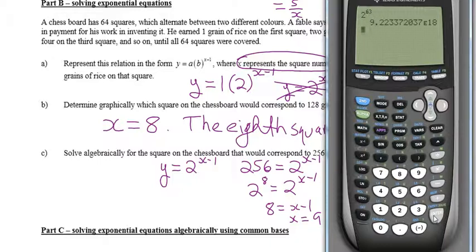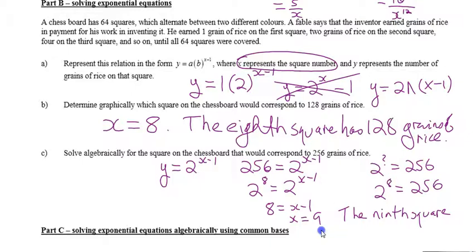Now you figure 10 to the 9th is a billion. 10 to the 12th is a trillion. 10 to the 15th would be a quadrillion if there were such a thing. 10 to the 18th would be a quintillion. Wow. So, lots. More rice than there is on Earth, and there never has been and never will be. So things go pretty quickly.